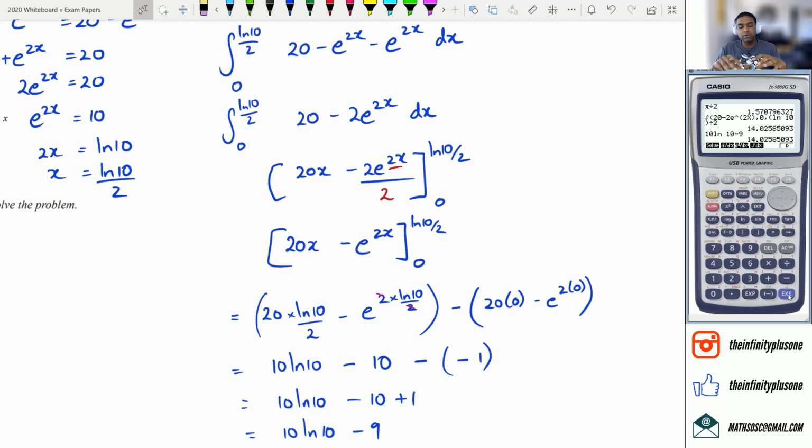It's always a good idea with these types of questions to use your calculator to check what answer you're getting. And if your final answer doesn't match up, then go back and look for where your mistake is, because it would be like a little minus or a plus or something silly that you're doing to cause that mistake.